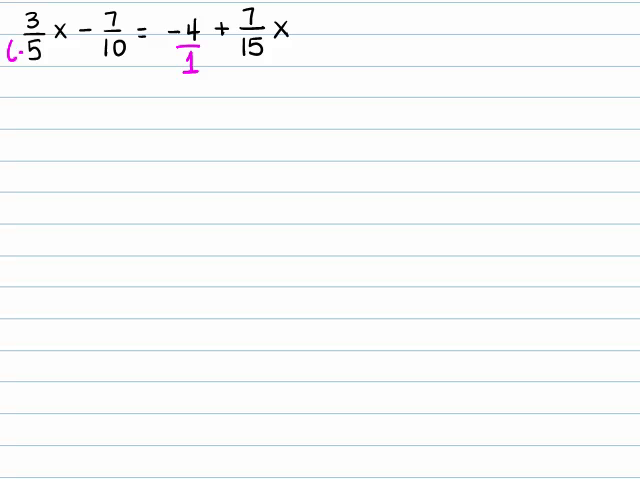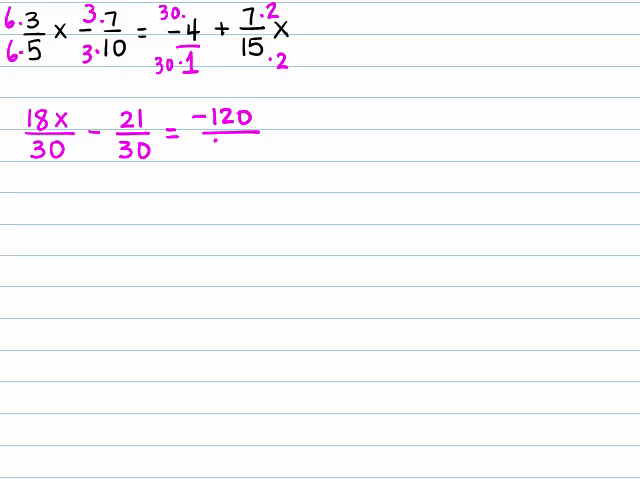I will multiply the first fraction by 6 and by 6, the second fraction by 3 and by 3, the third fraction by 30 and by 30, the last fraction by 2 and by 2. My fractions become 6 times 3, 18x over 30, minus 3 times 7, 21 over 30, equals 30 times negative 4, negative 120 over 30, plus 2 times 7, 14x over 30.